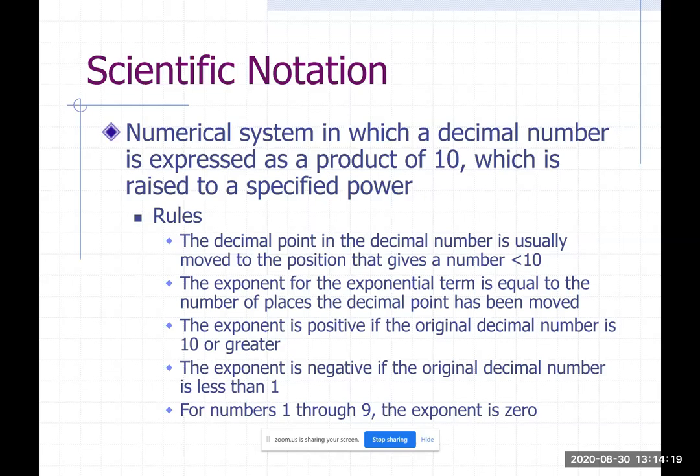So what are the rules, the typical rules? The decimal point in the decimal number that we're going to designate when we convert standard numerical notation to scientific notation is usually moved to the position that gives a number that's less than 10.